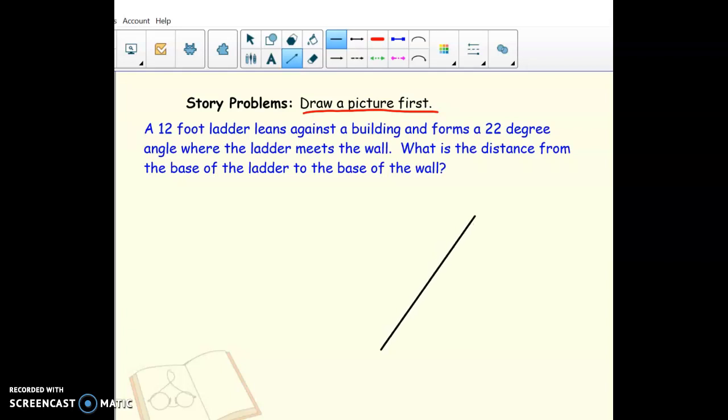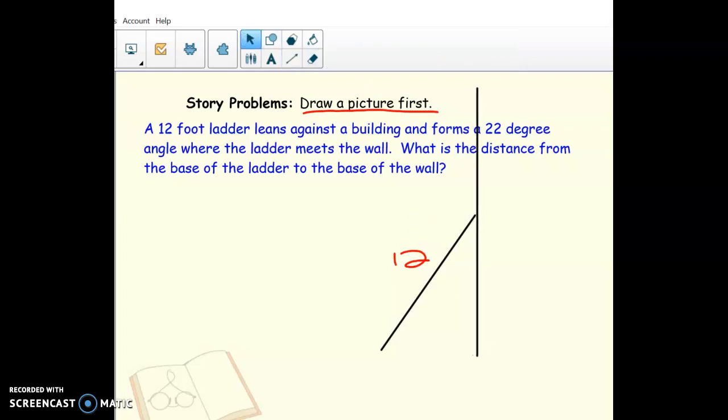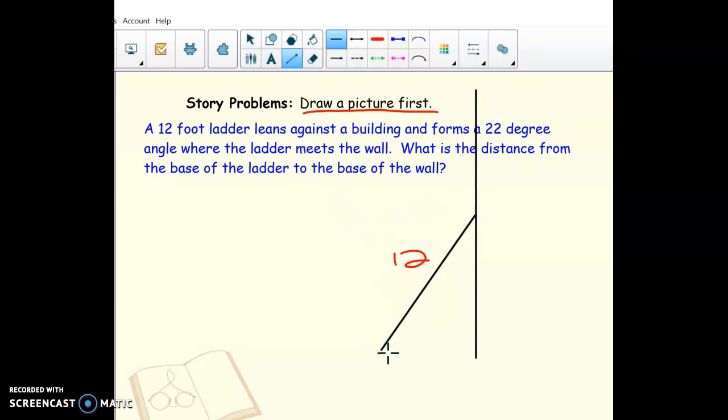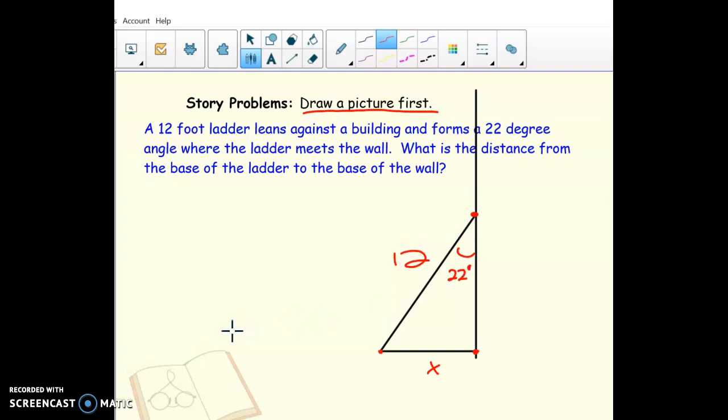Okay, so I'm going to draw a ladder. This is the best I can, and I'm going to label that 12 feet. It's leaning against a building, so we'll add in our building here. Looks something like that. And then we want to know the distance from the base of the ladder to the base of the wall, from this point right here to this point right here. That's x. And we know that where the ladder hits the building, it forms a 22-degree angle. So I'm going to label that right in my picture.